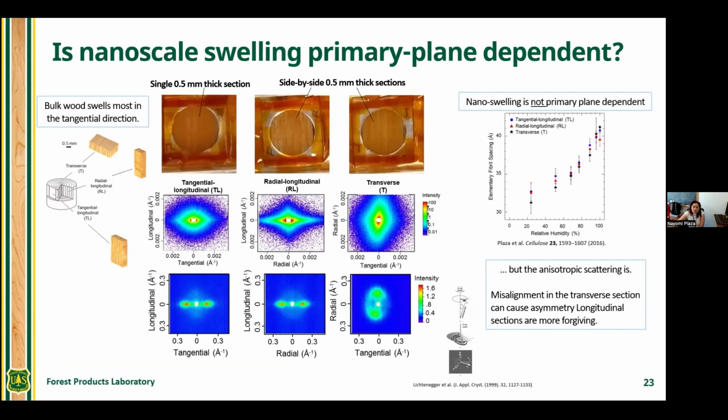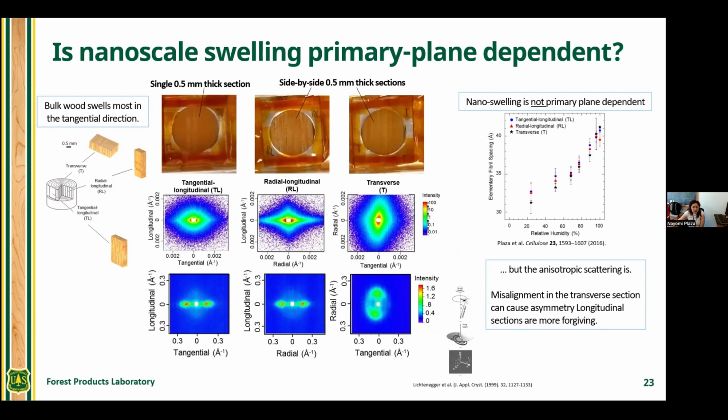The reason we were interested in that is because bulk wood swells most in the tangential direction, so we wanted to see if there was an effect on whether or not our sections were from different primary planes. And what you can see is that the anisotropic scattering depends on your primary plane selection. That is easier to observe at the lowest Q, as evidenced by the difference in the diamond-shaped scattering. This is probably coming from all the lamellar structures that we have in the cell wall.